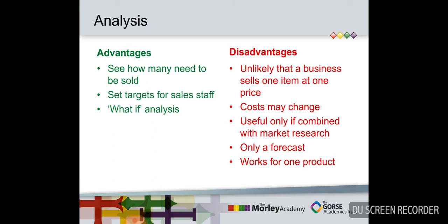Most businesses sell multiple products, and as a result, break-even doesn't work for them. Break-even works for whether one product will be successful over its life, and most businesses would need to produce multiple break-even charts and then try to work out how those fixed costs are distributed between those different products, which is very, very difficult to do. So break-even doesn't really work for organisations with multiple products.